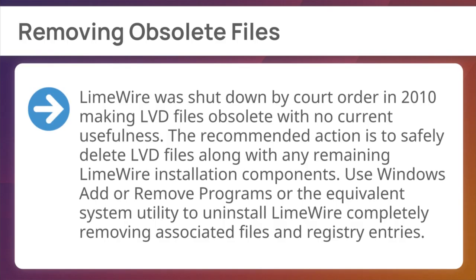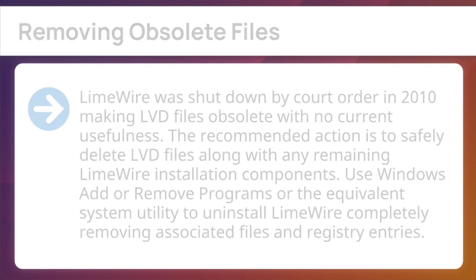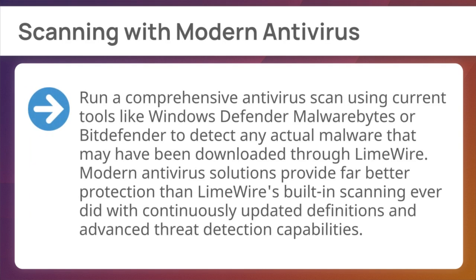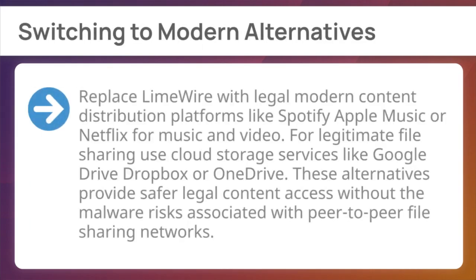Use Windows Add or Remove Programs or the equivalent system utility to uninstall LimeWire, completely removing associated files and registry entries. Next, scanning with modern antivirus. Run a comprehensive antivirus scan using current tools like Windows Defender, Malwarebytes or Bitdefender to detect any actual malware that may have been downloaded through LimeWire. Modern antivirus solutions provide far better protection than LimeWire's built-in scanning ever did, with continuously updated definitions and advanced threat detection capabilities. Finally, switching to modern alternatives.